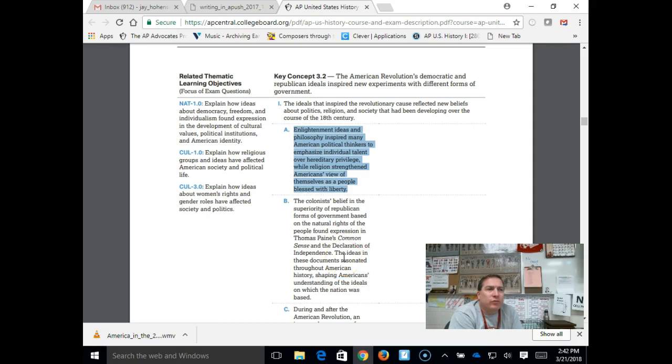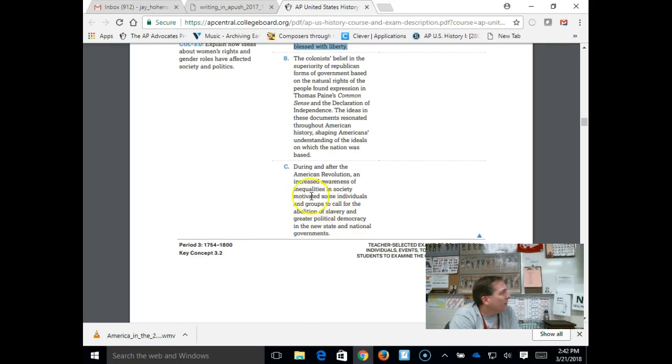But it's this sort of trend that you see going on that is then going to influence our shift to a new type of independence that's going to be happening as a result of the revolution when we totally break away from the British. Down here at the bottom of the page, during and after the revolution, an increased awareness of inequalities in society motivated some individuals to push for abolition and greater political democracy inside the government itself.